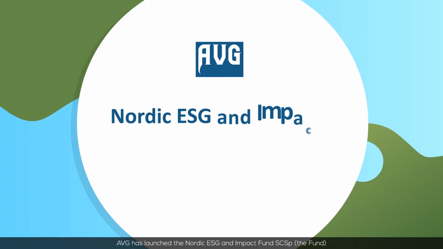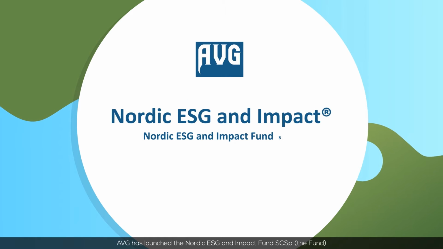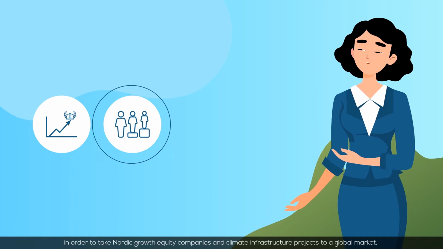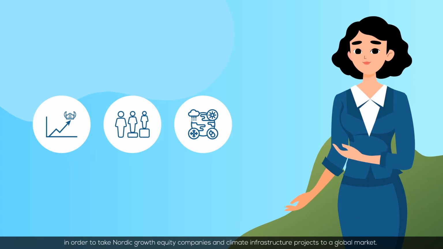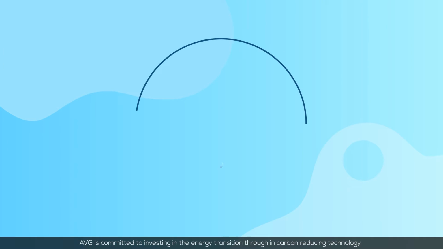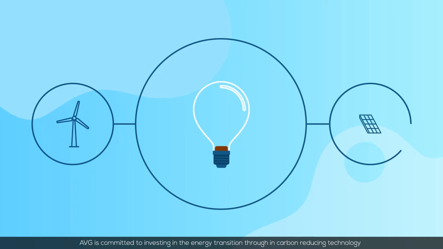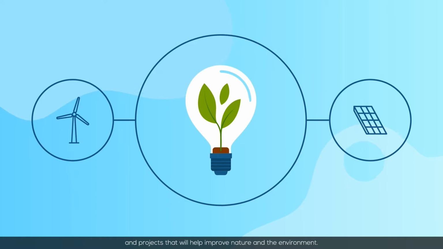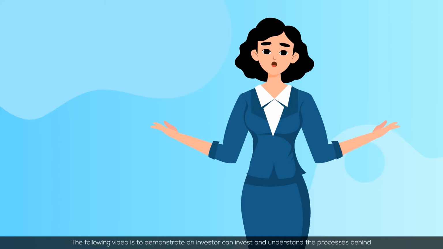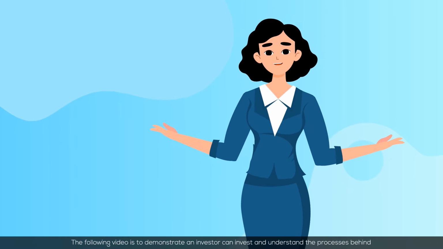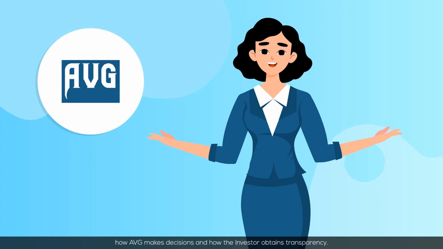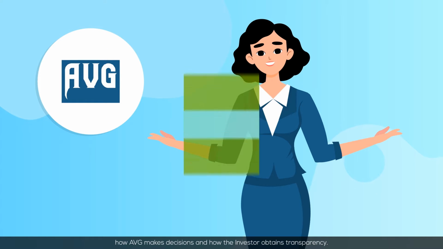AVG has launched the Nordic ESG and Impact Fund SCSp, the fund, in order to take Nordic growth equity companies and climate infrastructure projects to a global market. AVG is committed to investing in the energy transition through carbon reducing technology and projects that will help improve nature and the environment. The following video is to demonstrate how an investor can invest and understand the processes behind how AVG makes decisions and how the investor obtains transparency.